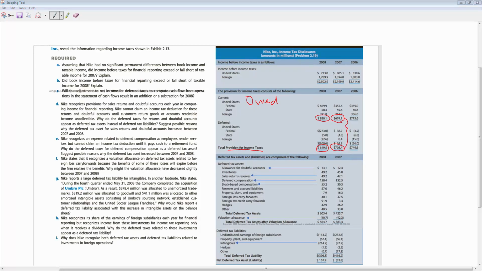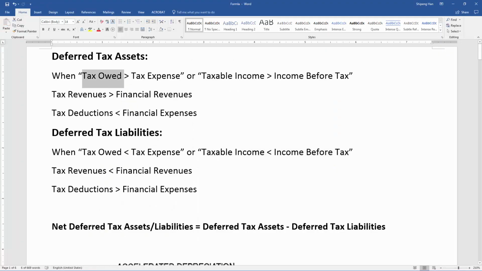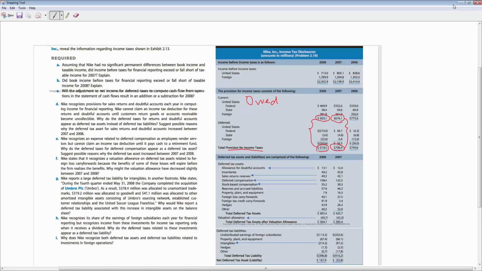Question B is the same item just for 2008. What we find here is that tax owed is greater than the tax expense, so we get the opposite result. Basically, taxable income is greater than income before tax. Because tax owed is greater than tax expense, it is equivalent to taxable income being greater than the income before tax. Okay, so we have answered the first question.